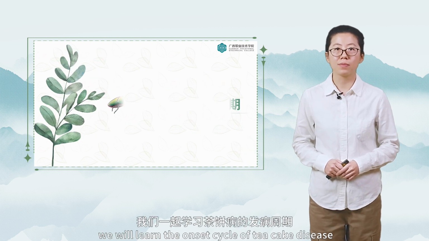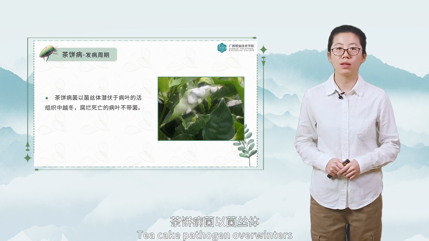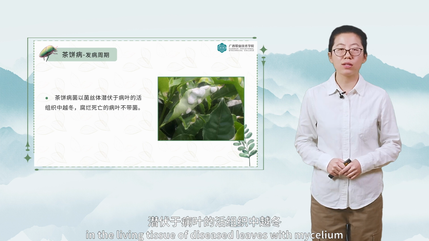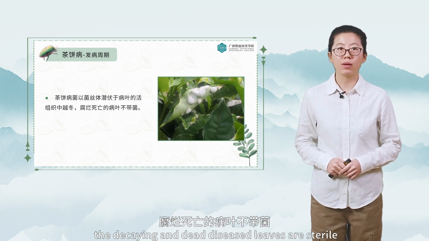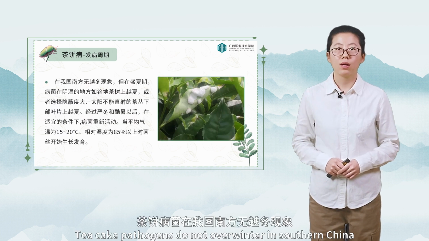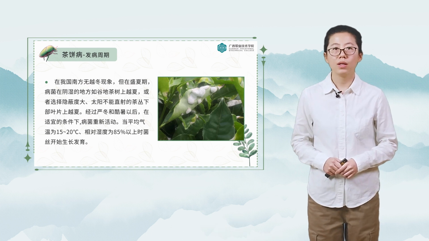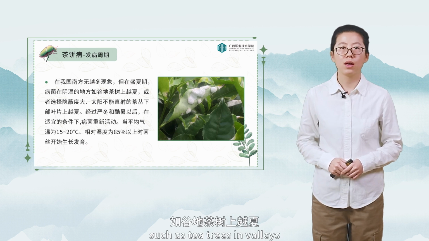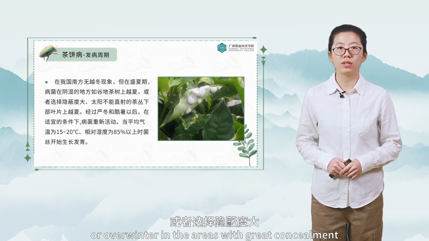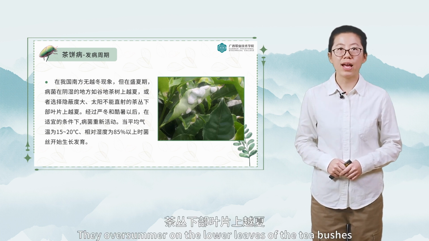Then we will learn the disease cycle of tea cake disease. The tea cake pathogen overwinters in the living tissue of diseased leaves as mycelium. The decaying and dead diseased leaves are sterile. Tea cake pathogens do not overwinter in southern China. But in the middle of summer, the pathogens spend the summer in damp places, such as tea trees in valleys, or overwinter in areas with great concealment and no direct sunlight. They oversummer on the lower leaves of the tea bushes.